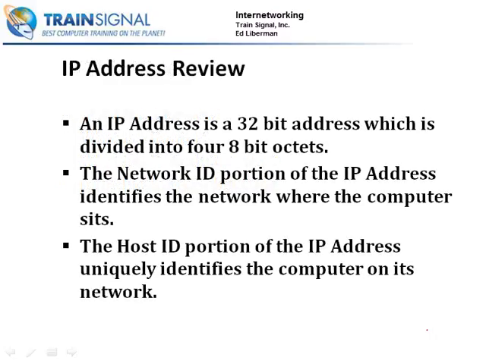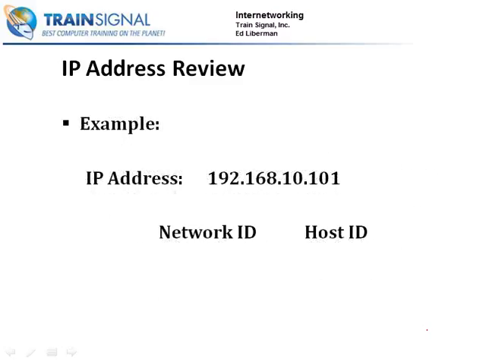First, let's make sure we understand what an IP address is. An IP address is a 32-bit address which is divided into four 8-bit octets. We typically see it as four numbers separated by dots. The network ID portion of the IP address, which we know is always on the left, is what identifies what network a computer is on. Whereas the host ID, which is the right portion of the IP address, will uniquely identify the computer within that network. Let's take a look at an example.